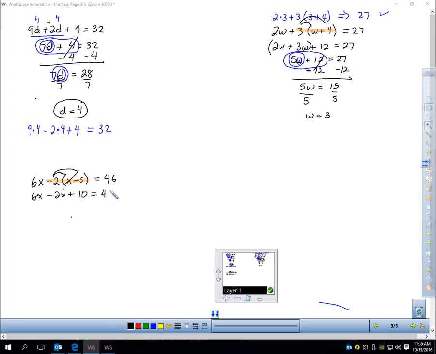Okay? Let me rewrite this x. It didn't write well. All right, now, I'm still not done simplifying. Do you notice I have like terms here? Let me add the opposite. 6x plus negative 2x is 4x. Plus 10 equals 46, okay?